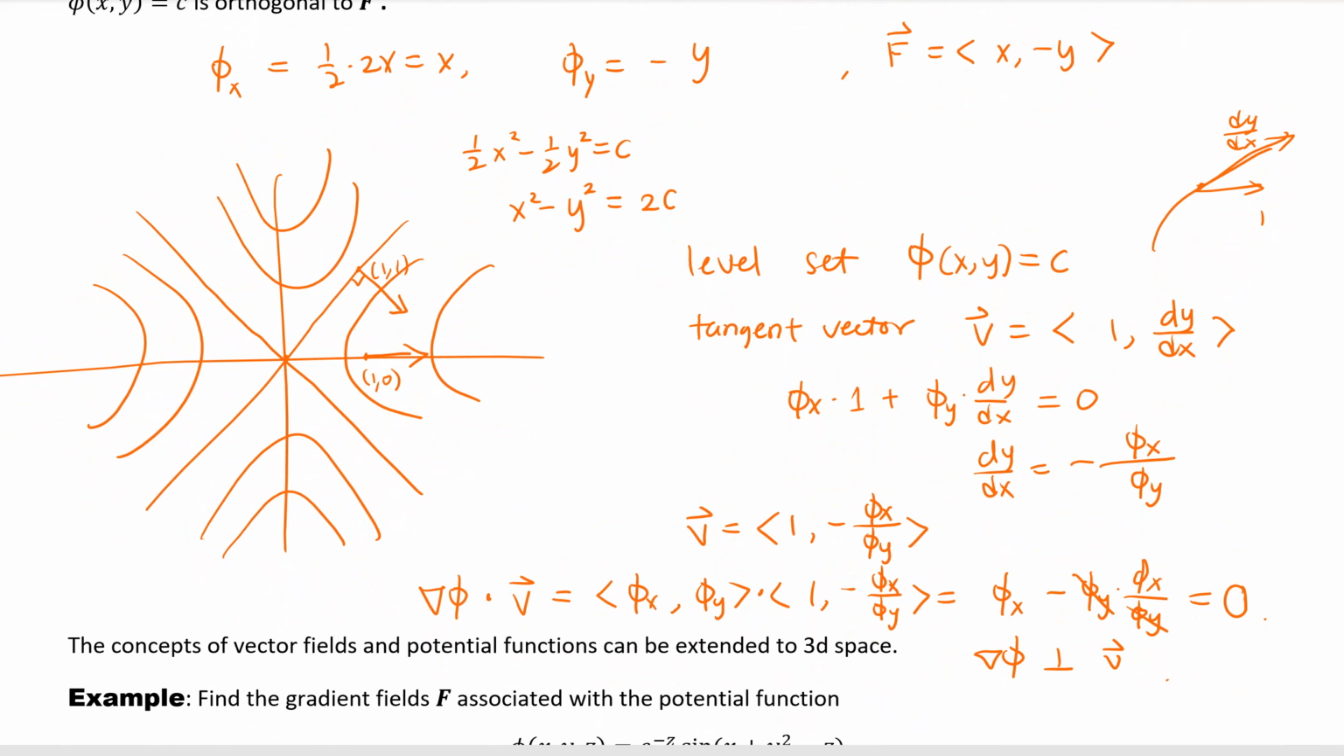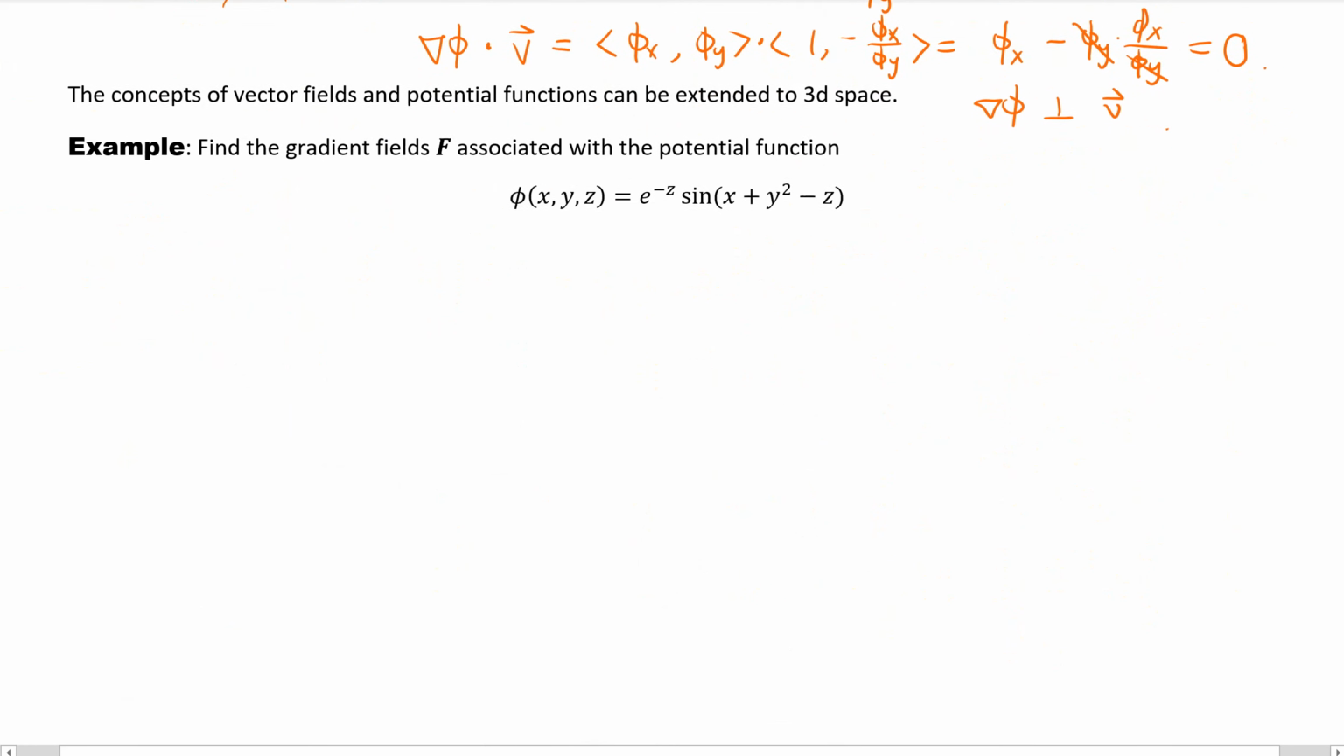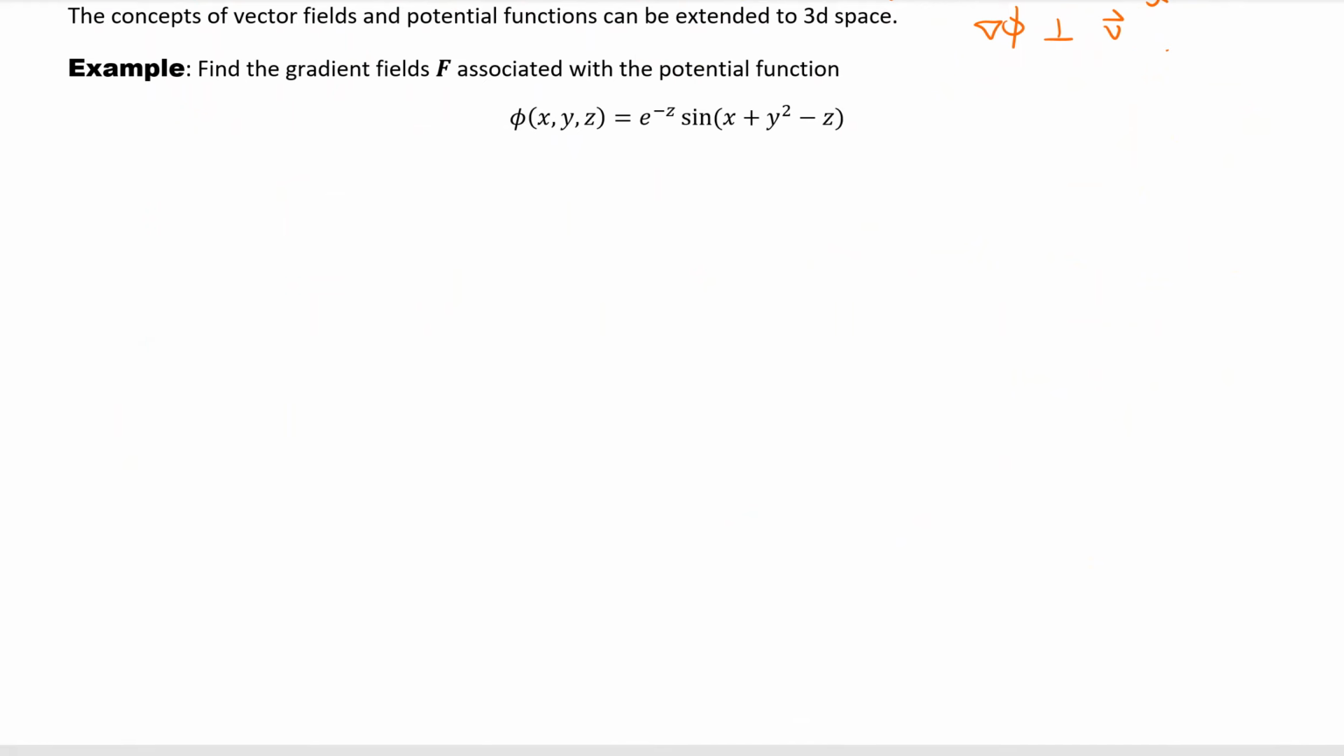Okay, so the concept of vector fields and potential functions can be extended to three-dimensional space. So how do we find the gradient fields associated with the potential function? Well, let's take the partial derivatives with the three different variables. So phi x, e to the negative z stays there. Derivative of sine is cosine times chain rule. The derivative of x is just 1. So this is just this guy.